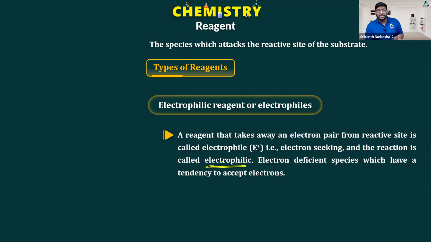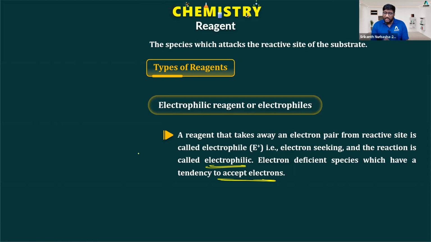If a reagent is accepting the electrons or taking away the electrons, then that particular species is said to be an electrophile. Which has a tendency to take the electrons? Electron deficient species have a tendency to take the electrons. So electron deficient species which have a tendency to accept electrons are said to be electrophiles. Can I say positively charged species with incomplete octet are electrophiles in nature? Like we have the H plus ion. H plus is an electrophile.